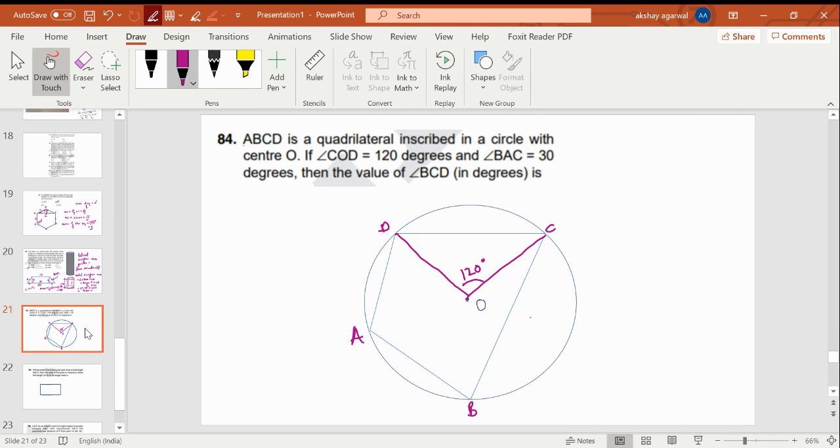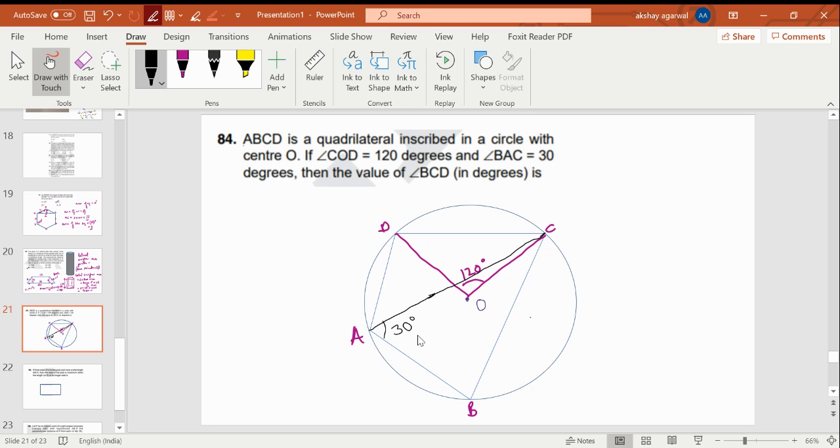ABCD is a quadrilateral inscribed in a circle with center O. COD is 120 degrees and angle BAC is 30 degrees. So let's just draw the line BAC. Let's use a different color to avoid some confusion. So use a black pen. And I first draw this line. This goes till C. So BAC, they've given you that this angle is 30 degrees.